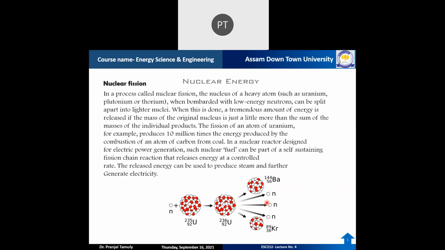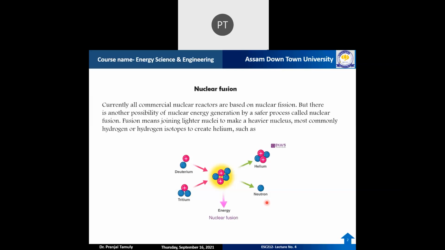So the next type of nuclear reaction is called nuclear fission reaction. Currently, all the commercial nuclear reactors are based on nuclear fission energy. But there is another possibility of nuclear energy generation by a safer process called nuclear fusion. Fusion means joining light nuclei to make a heavier nucleus, most commonly hydrogen or hydrogen isotopes to create helium.